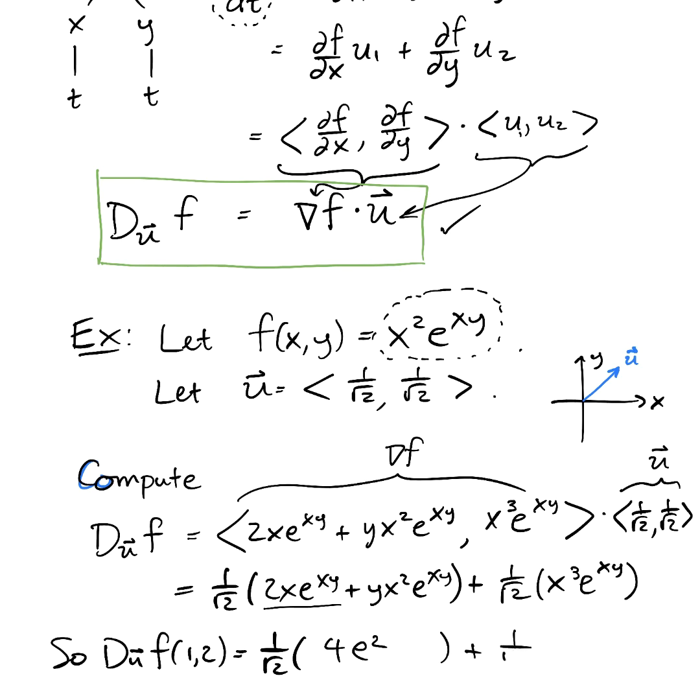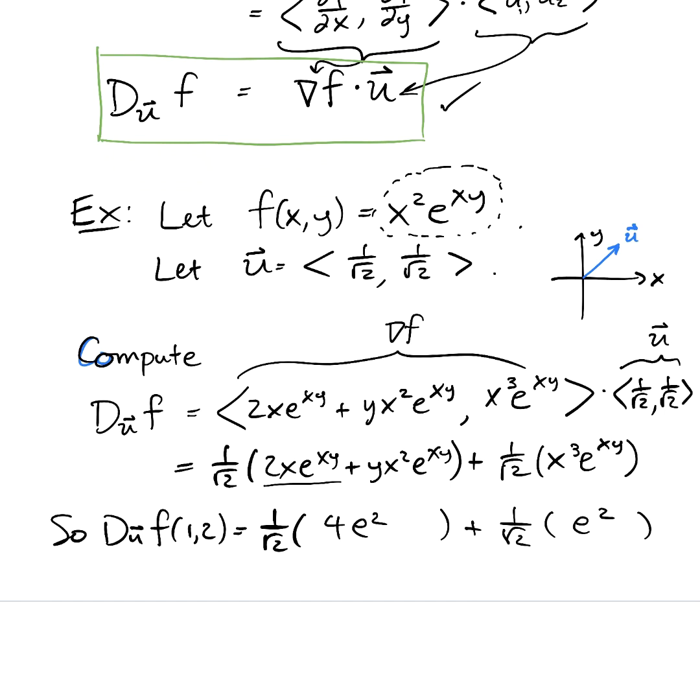Plus, now this piece, everywhere you see an x, you put a 1. Everywhere you see a y, you put a 2. So that's just e squared. So grand total, the book's answer would probably be 5e squared over root 2.